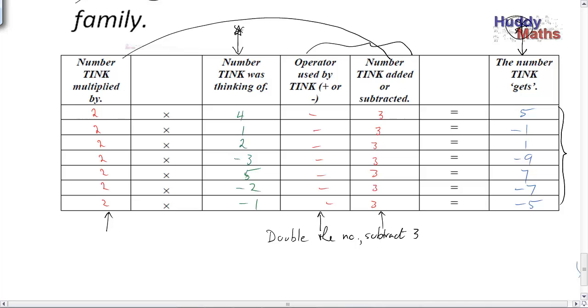Okay, here we are. Double the number. We could say, let the number be x. Double it is 2x, subtract 3. That could be a way of describing what Tink was doing for this particular run of 7 shots. Double the number and take 3. And that equaled a family member.